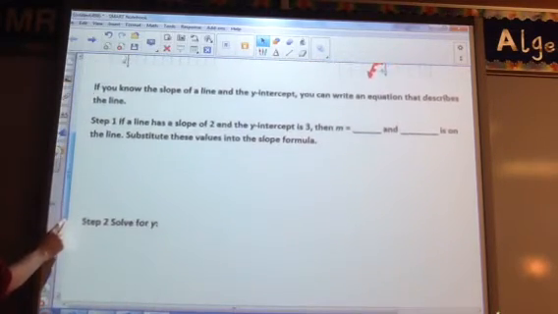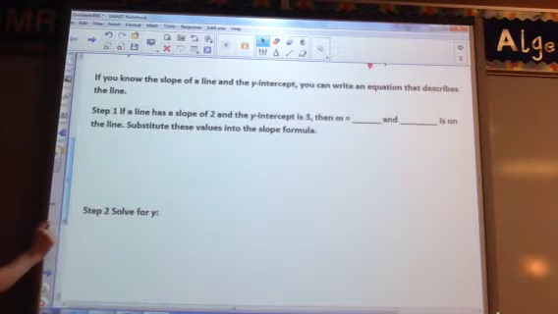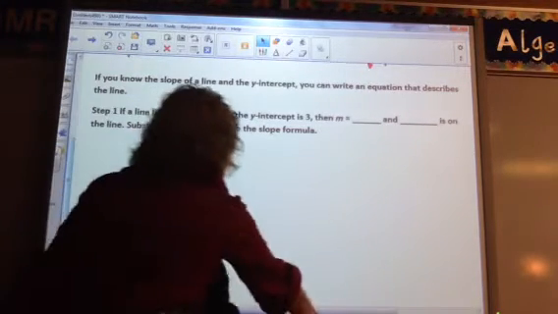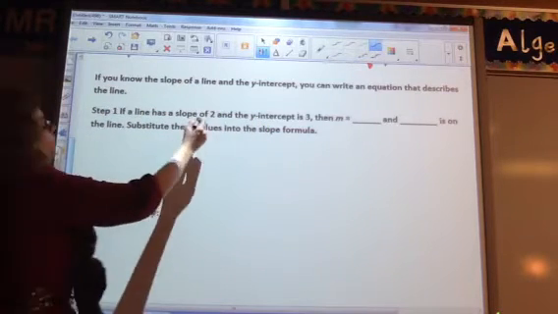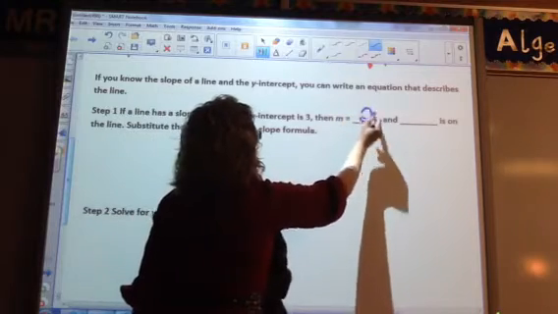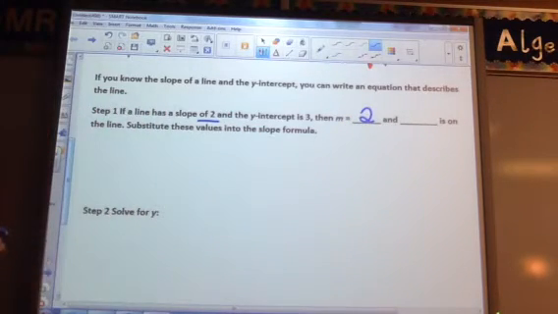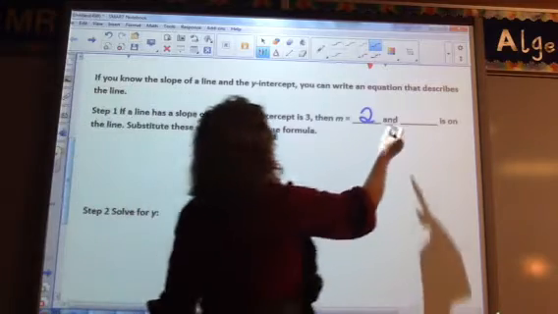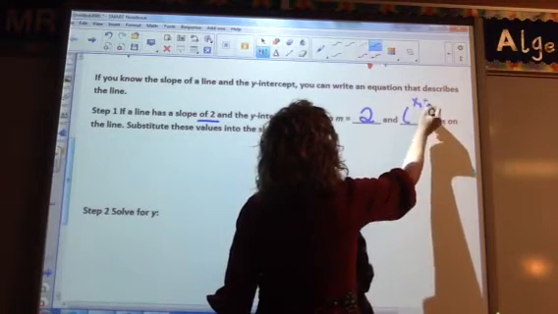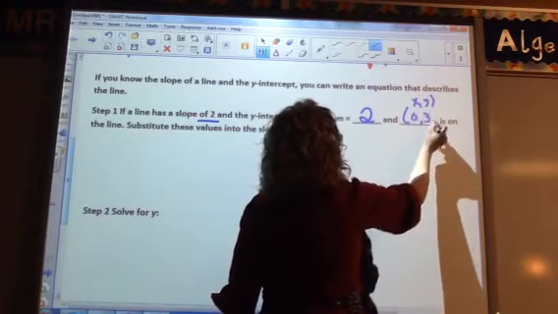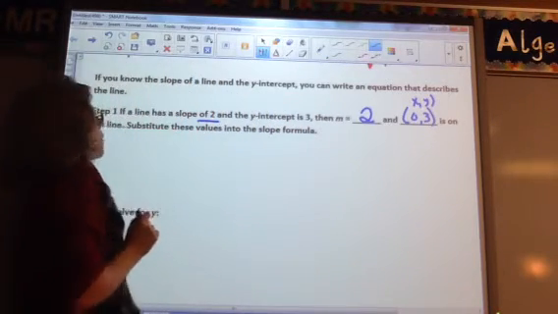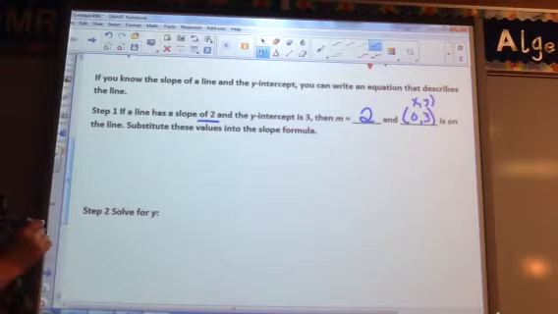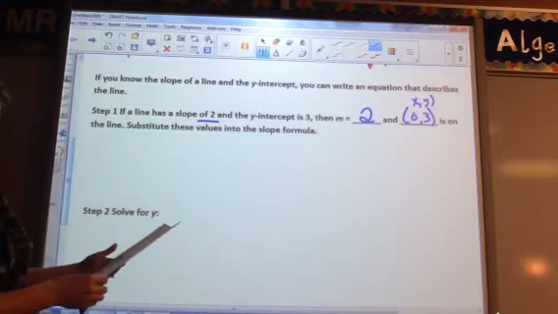If you know the slope of a line and the y-intercept, you can write an equation that describes the line. Step 1. If a line has a slope of 2, slope is our m, and a y-intercept of 3, we need a point. So when our y is 3, remember our ordered pair? Our x is 0. If it's on the y-axis, our x is always 0. So if we have a slope of 2 and a point (0, 3), we want to substitute the values in to find out what this formula represents.